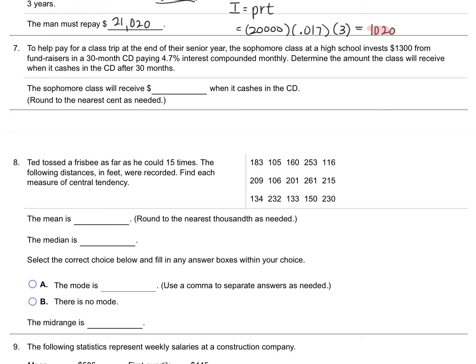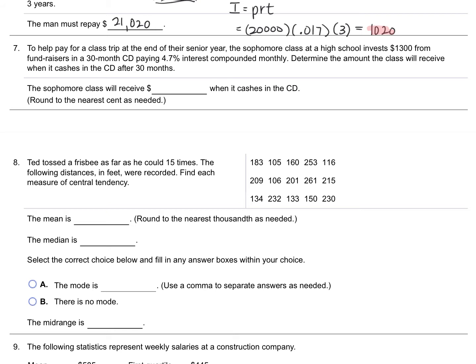Number 7. To help pay for a class trip at the end of their senior year, the sophomore class at a high school invests $1,300 from fundraisers in a 30-month CD, paying 4.7% interest compounded monthly. Determine the amount the class will receive when it cashes in the CD after 30 months.